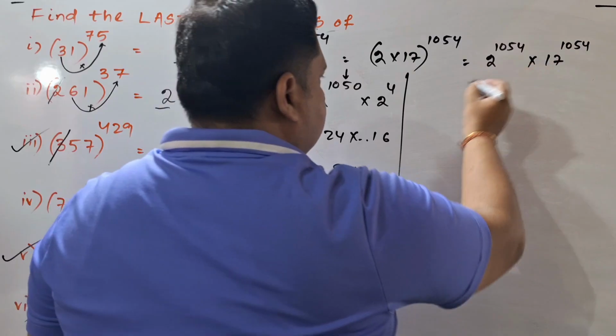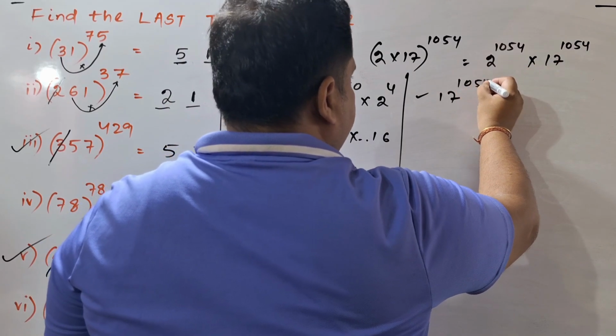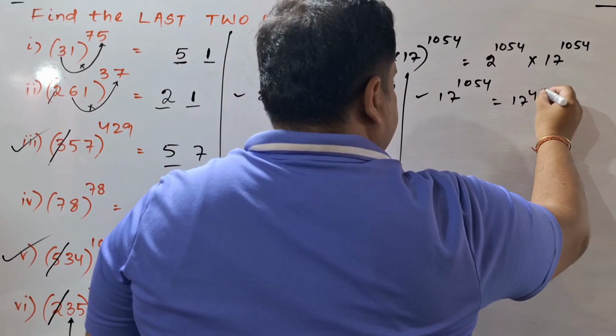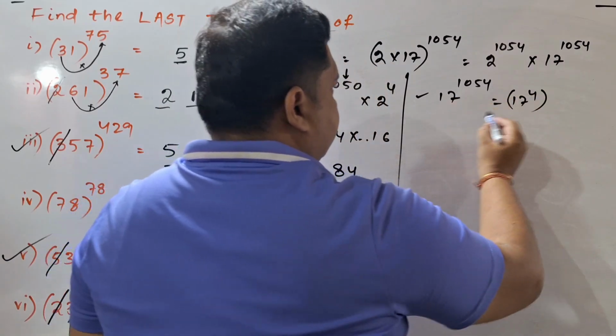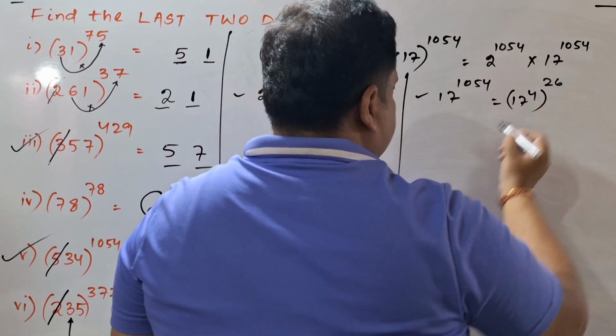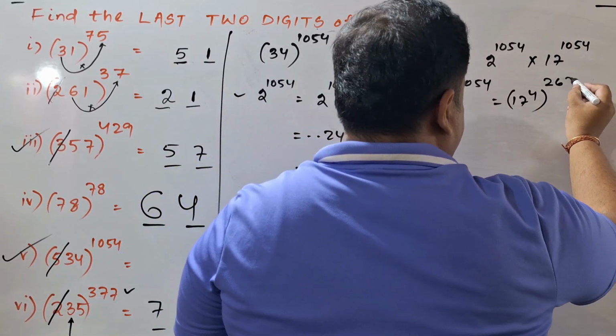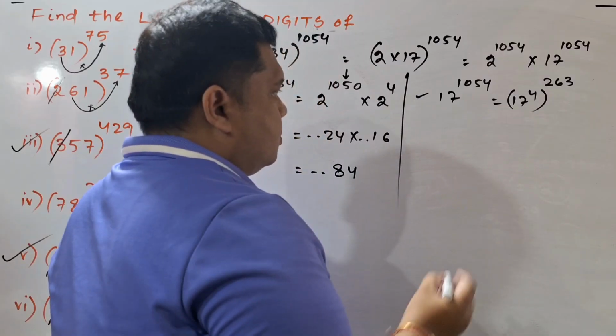Similarly, you handle this one, 17 to the power 1054. It can be written using 17 to the power 4. Divide by 4 here. 4 into 2, 8. Then 24, 4 into 6, 24. 4 into 3, 12. So 2 is the remainder.